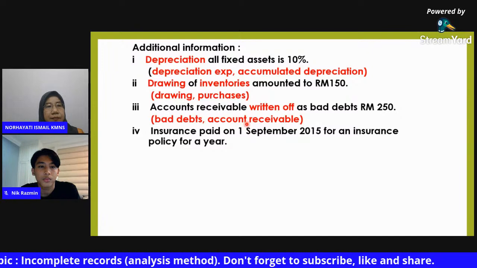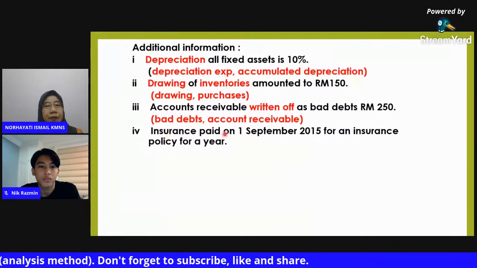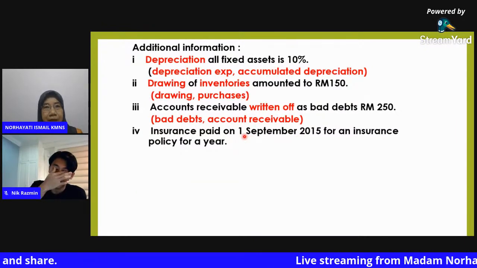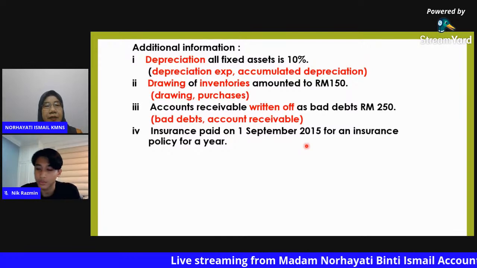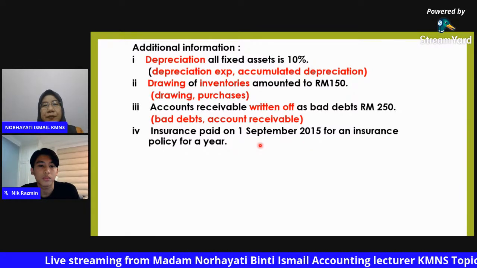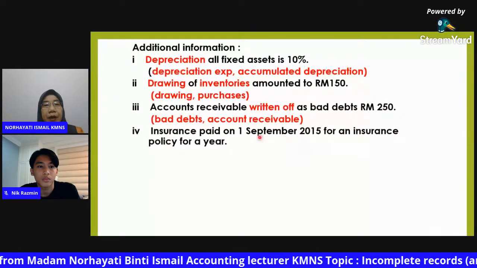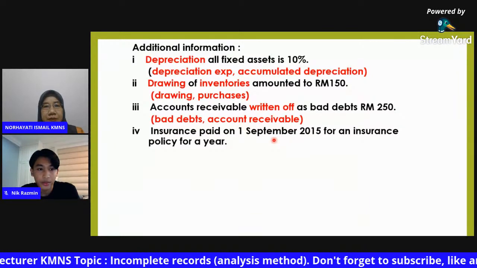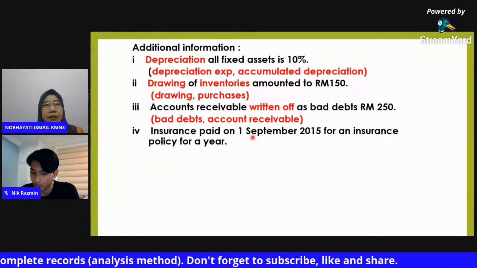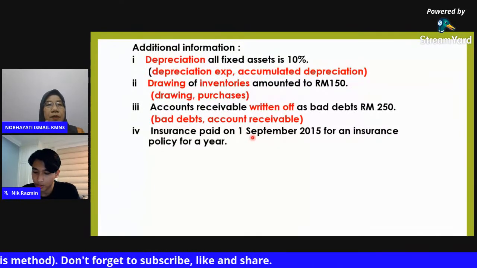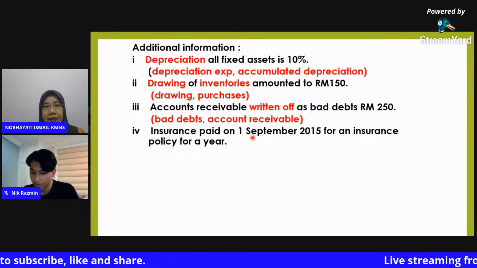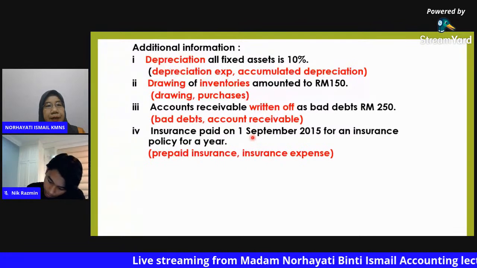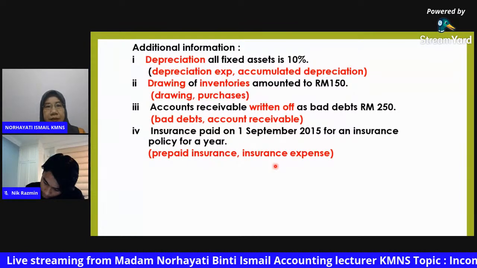The last one, insurance paid on 1st September. Okay, so you can see 1st September and our accounting period. No, the company accounting period is 31st December. So you have to calculate the current insurance or insurance expenses. The insurance expenses incurred from September, October, November, December, 4 months. That one is for insurance expense. So debit prepaid insurance, credit insurance expense.